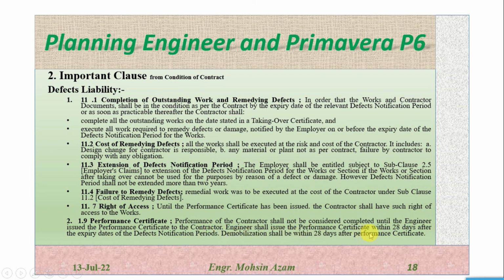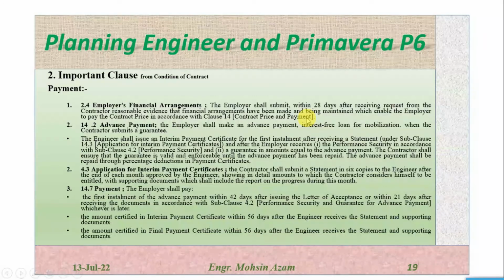Demobilization shall be within 28 days after the performance certificate. So once the contractor receives the performance certificate from the engineer, he can start demobilization within 28 days.